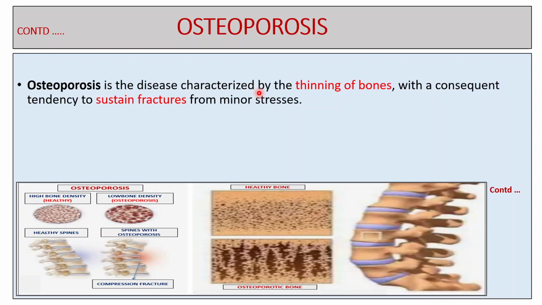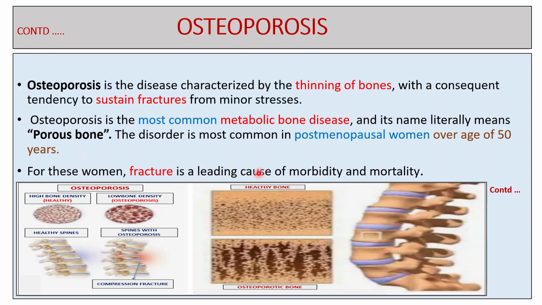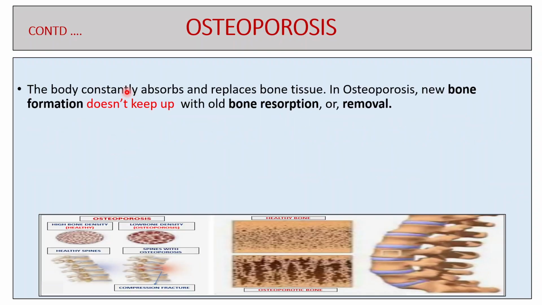Osteoporosis is a disease characterized by thinning of the bones with a consequent tendency to sustain fractures from minor stresses. Osteoporosis is the most common metabolic bone disease. Its name literally means porous bones. There are many pores in the bones. This disorder is most common in post-menopausal women around the age of 50 years, again due to deficiency of calcium. For these women, fracture is a leading cause of morbidity and mortality. So osteoporosis, you can remember, is porous bones because of some metabolic disorders.